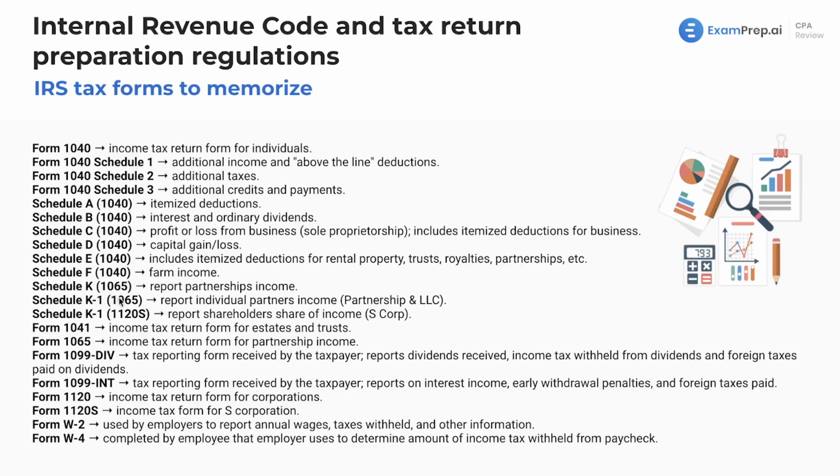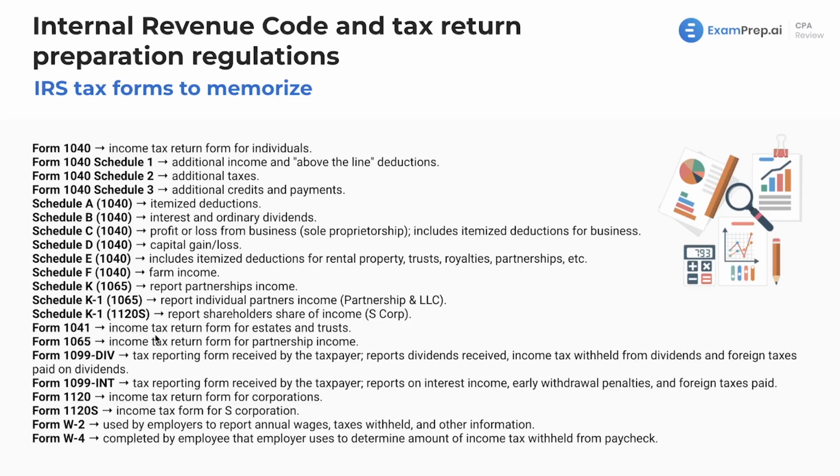For Schedule K and K1, these are items we're going to see when it comes to flow-through entities such as S corps and partnerships. They essentially break out all of the items that will go to the partners or the shareholders, and then the partners or shareholders are going to get your Schedule K1. Now, these are going to get a little bit less important.